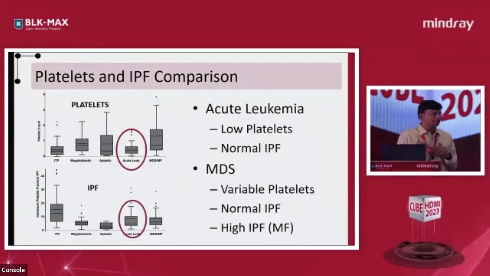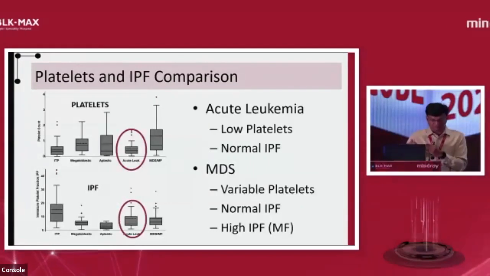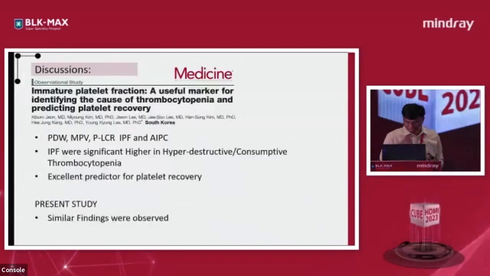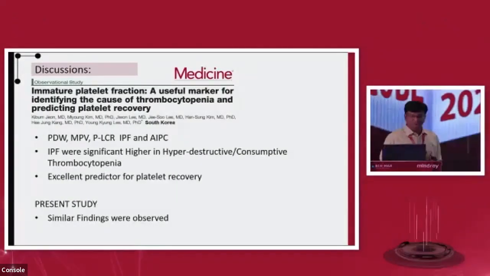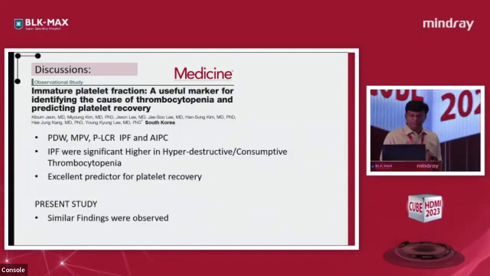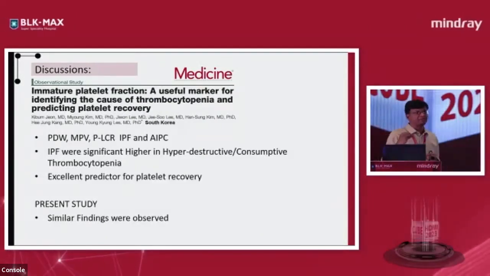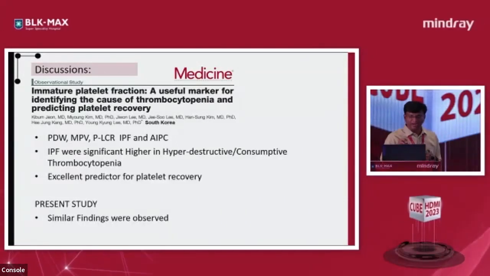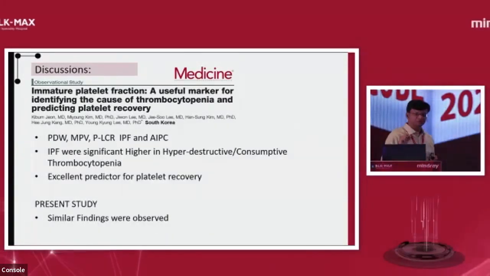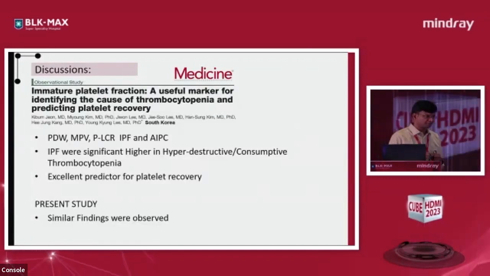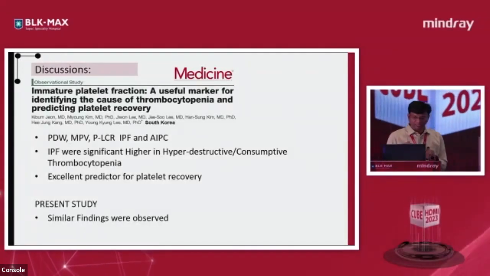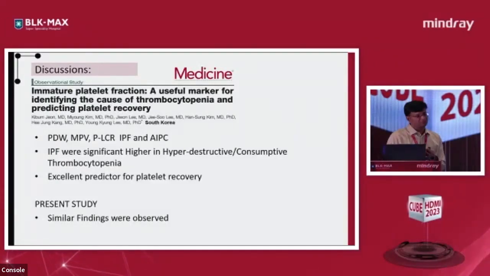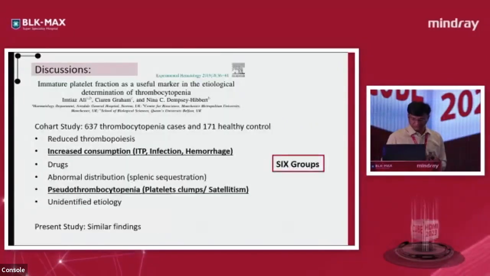So we started using this IPF in day-to-day practice, and the data we are getting appears to be quite interesting. Then we went to the literature. This is a South Korean article. They studied thrombocytopenia and predicting platelet recovery with the 5 parameters which have been extensively discussed, and they also added one more parameter, the absolute immature platelet concentration. They found that it is significantly higher in hyperdestructive or consumptive thrombocytopenia, the same as what we found.